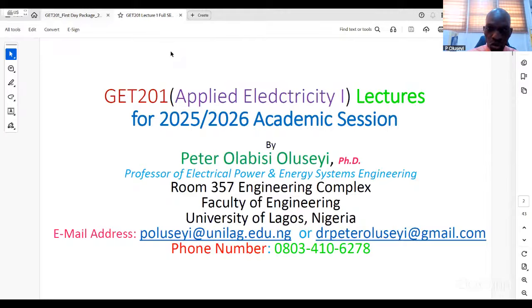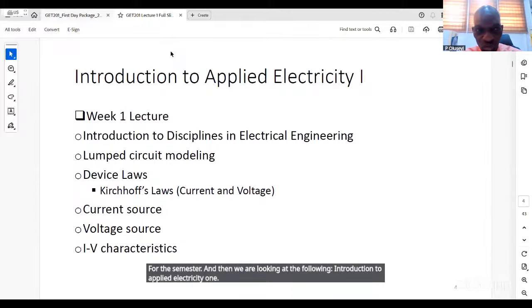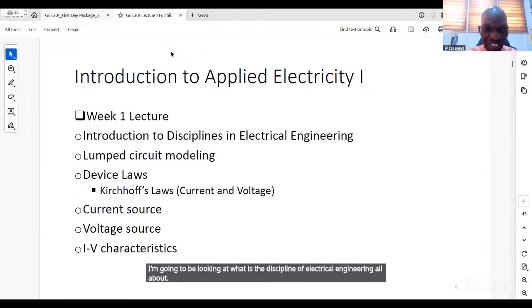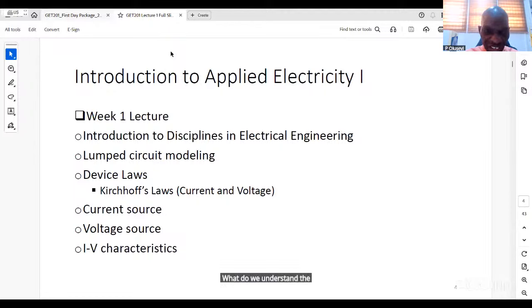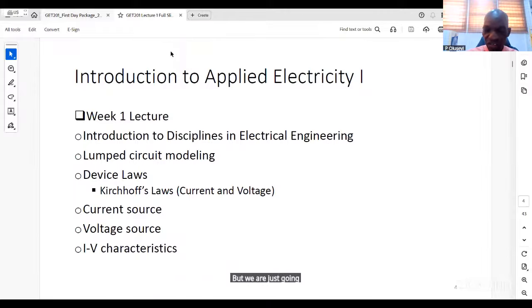Okay, so we want to proceed now to our first lecture for the semester. We are looking at the following: Introduction to Applied Electricity 1. We are going to be looking at what the discipline of electrical engineering is all about, what we understand by lumped circuit modeling, what device laws are, current source, voltage source, and IV characteristics. We may not be able to finish this today, but we are just going to start it.